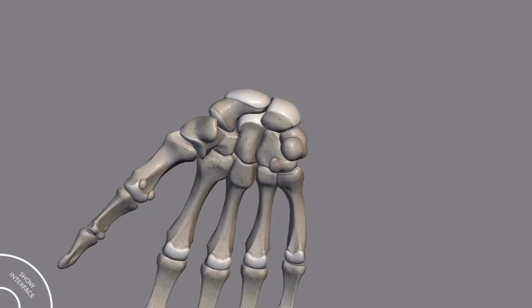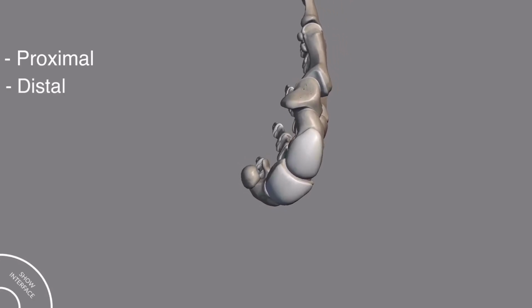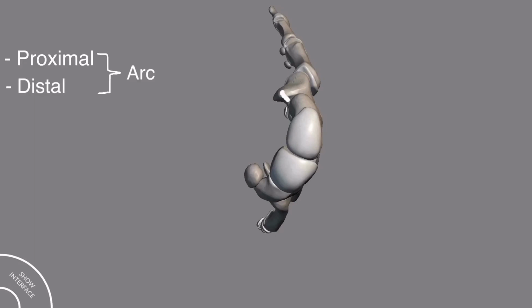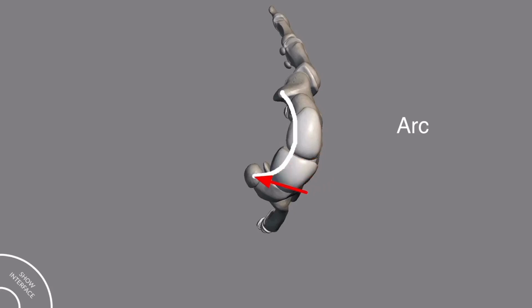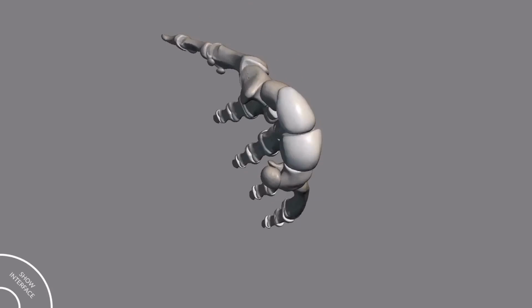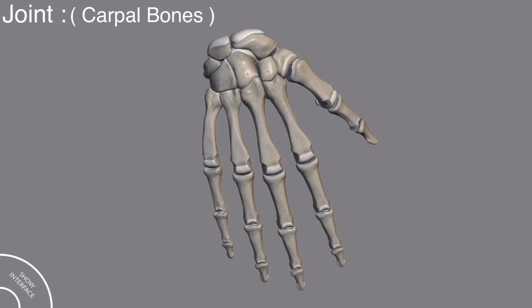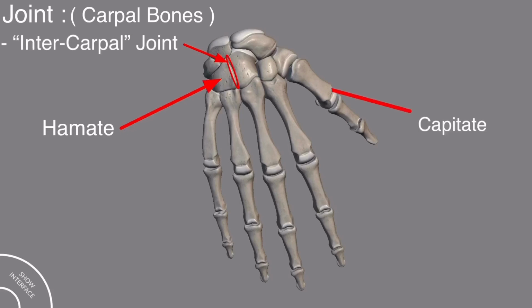Now one thing that you should know about the carpal bones is that both the proximal and the distal row of the carpal bones form an arc that you can see. This is an arc, and above the arc is present the flexor retinaculum. So the arc and the flexor retinaculum create a tunnel called the carpal tunnel. Also, the joint that is present between the carpal bones is called the intercarpal joint. For example, this is the intercarpal joint between the hamate and the capitate bone.